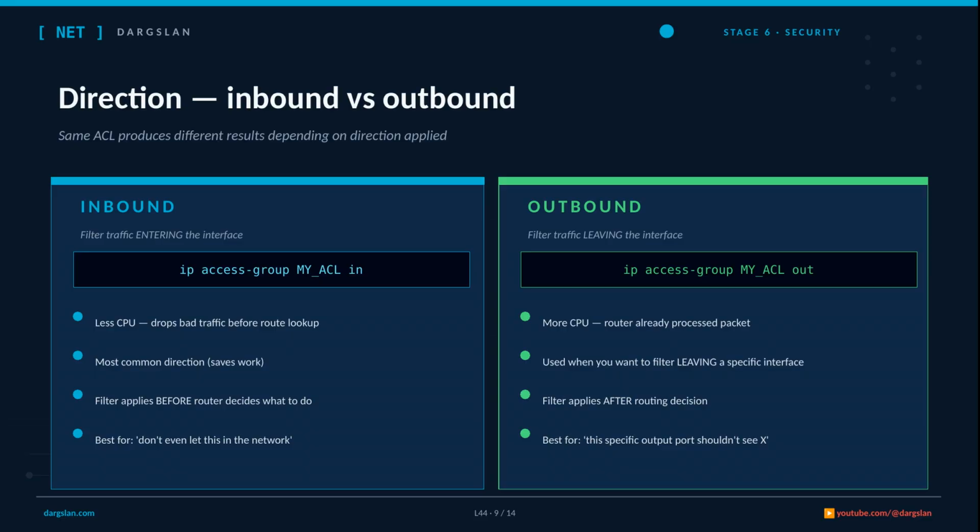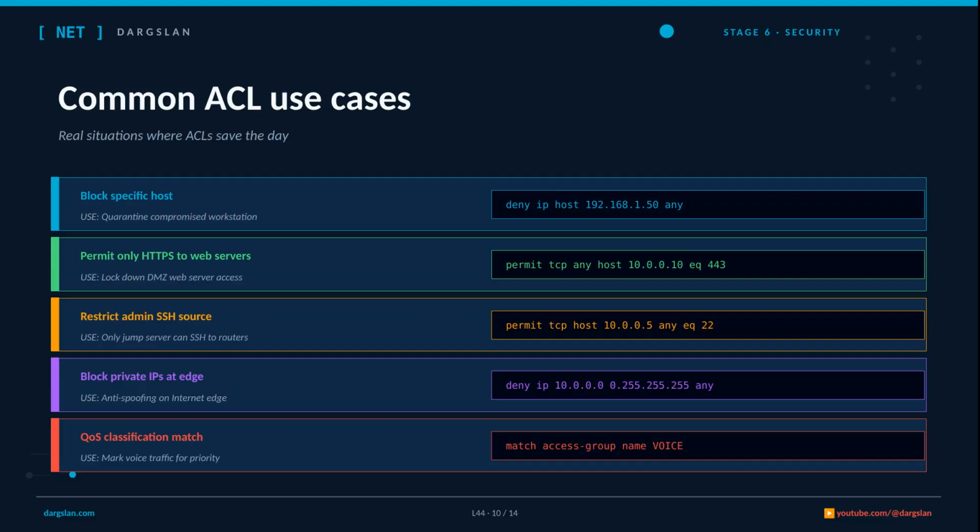Now, placement only matters once you've picked a direction, and the same ACL behaves very differently depending on which way you point it. Inbound filters traffic entering the interface. It's applied before the router even does a route lookup, so bad packets get dropped early and CPU stays low. That's why inbound is the default choice. Outbound filters traffic leaving the interface after the routing decision is already made. Use it when you specifically care about what a particular exit port should or shouldn't see. With direction and placement clear, let's see where ACLs actually earn their keep in the real world.